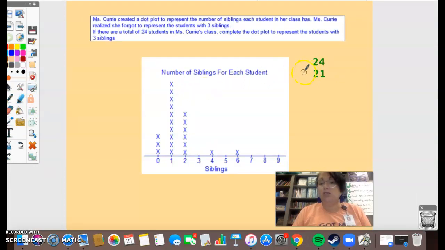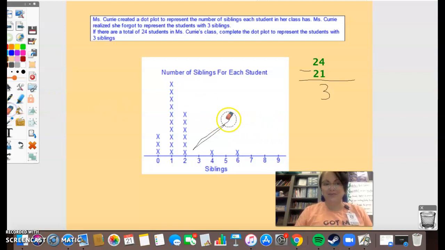What do we need to do? Do we need to add those numbers together, or do we need to subtract them? We need to subtract them, right? And so 24 minus 21 is just 3, right? So that tells us that we need to do 3 X's on 3. Do you see how we got that? Because they told us that all of the ones that didn't answer were the ones that had 3 siblings. They gave us that information up here. And so that's how we finished the chart.